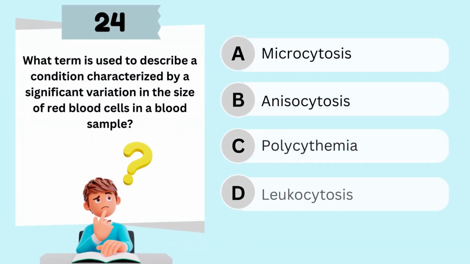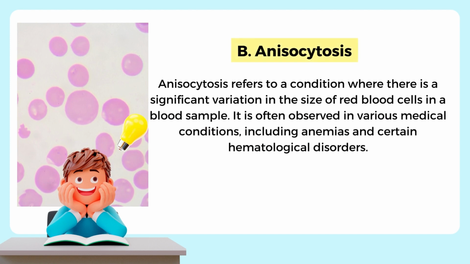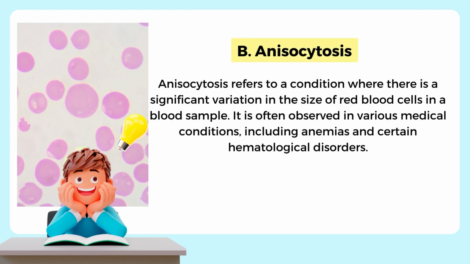What term is used to describe a condition characterized by a significant variation in the size of red blood cells in a blood sample? The correct answer is B. Anisocytosis.